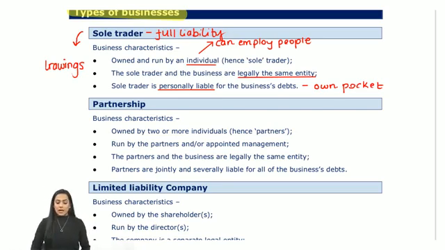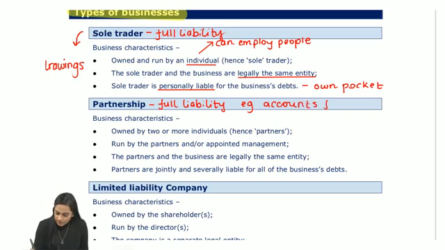Another type of business could be partnerships. Once again, partnerships have full liability. Can you think of an example of a partnership? You can have an accounts firm. Or you can have a law firm where you've got partners joining together and they have built a business and they employ people. So a partnership is like a sole trader, but the only difference is run by two or more individuals. So the owners are known as partners.